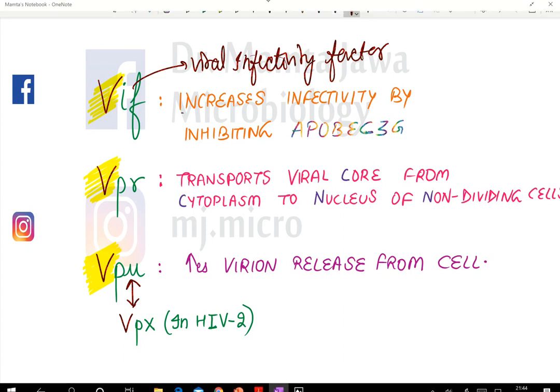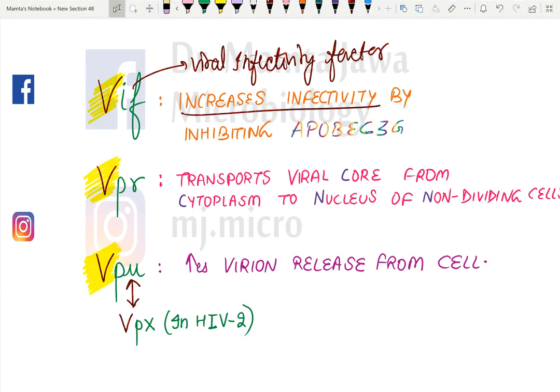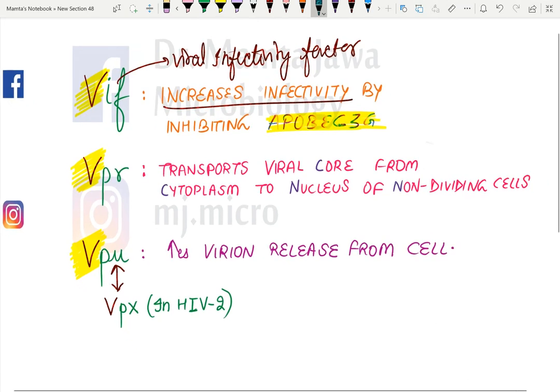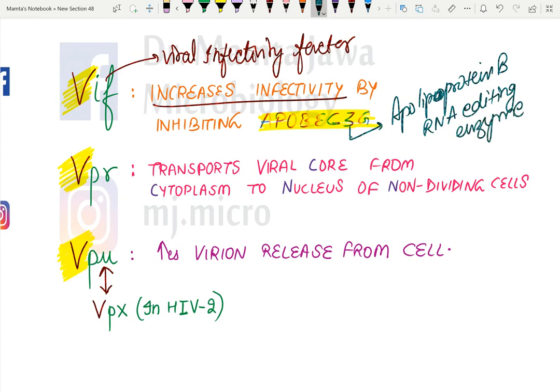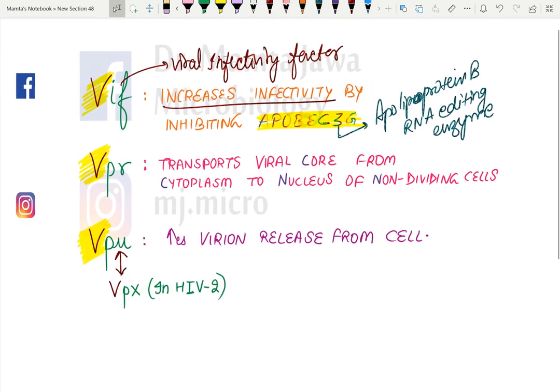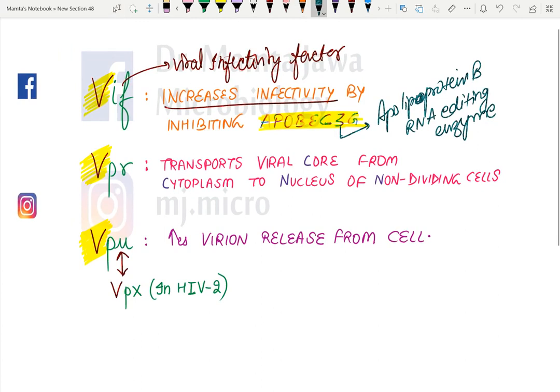And what will it do? It will increase the infectivity by inhibiting the ApoBeg3G enzyme. Okay, now what is ApoBeg3G? It is an enzyme. It is actually an apolipoprotein B RNA editing enzyme. This is not our enemy; it is an enzyme that is present in our own body. What will it do?